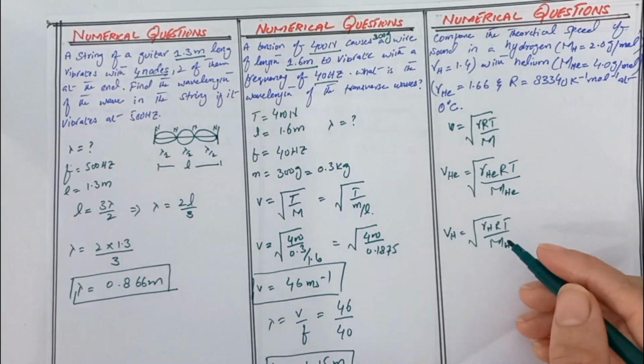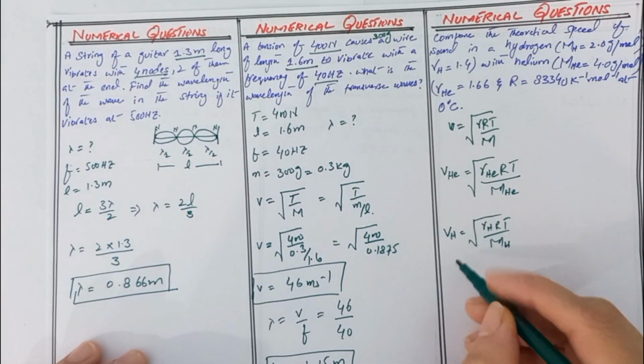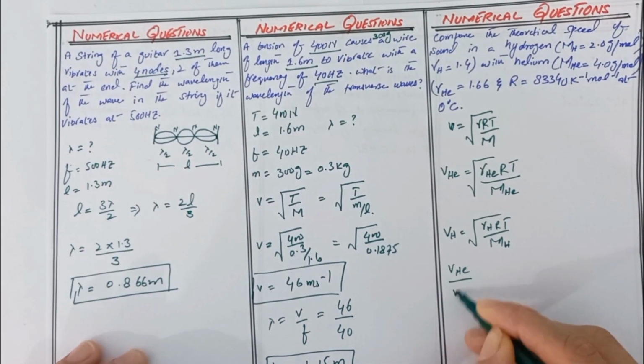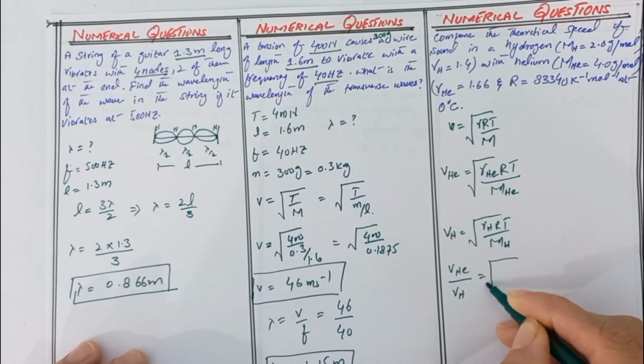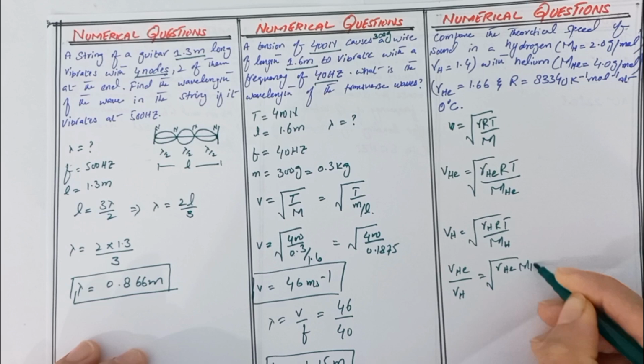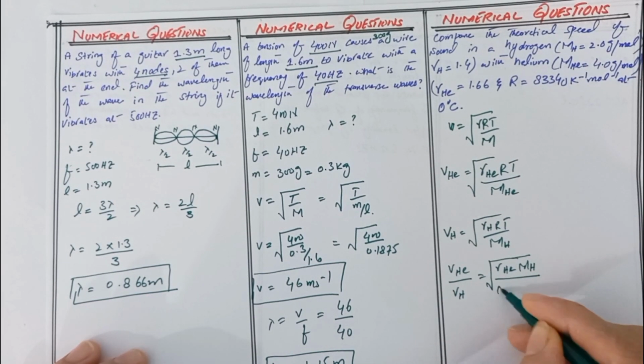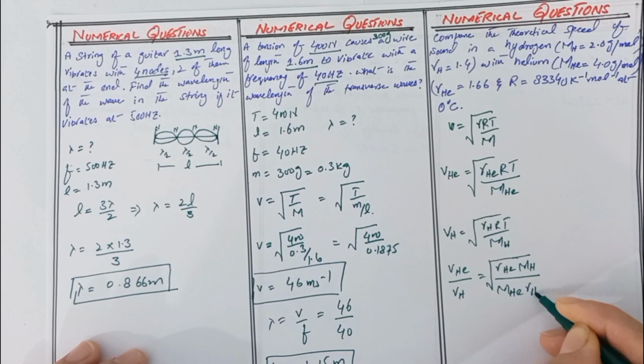Now we find the final formula for v_He over v_H, which is equal to sqrt(gamma_He M_H over M_He gamma_H).